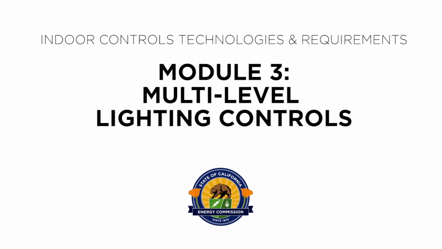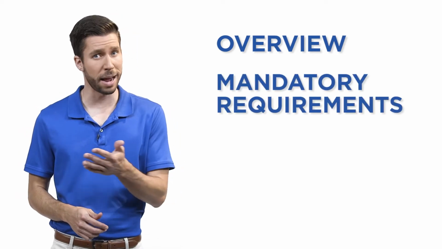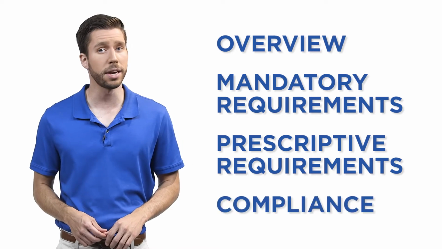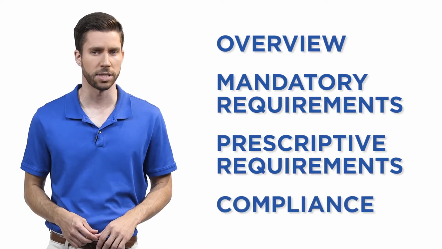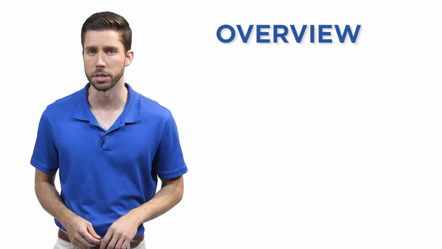Viewers will learn about general types of multi-level lighting controls, mandatory and prescriptive requirements, and the relevant forms and tables for documenting compliance. In this module, we will define multi-level lighting controls, discuss mandatory requirements and prescriptive requirements, and go over the necessary forms for compliance. But first, what are multi-level lighting controls?